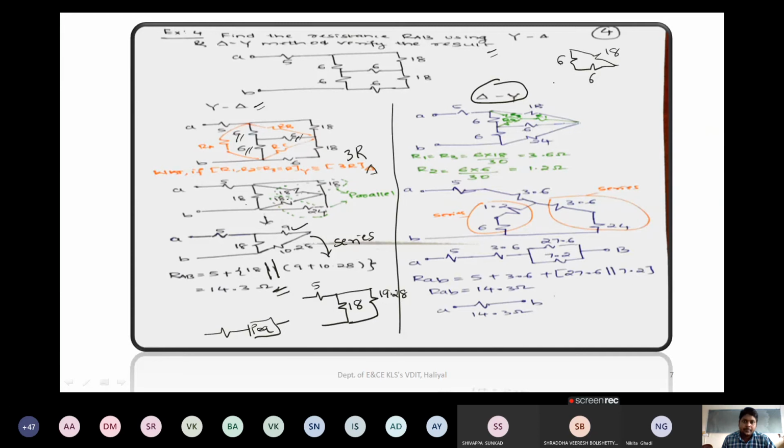They are in delta. So here also you can check. 18 and 6 you can add them, that will be 24. 6 and 24, that also is in delta. So you may apply delta to star at any one point and you can check out.